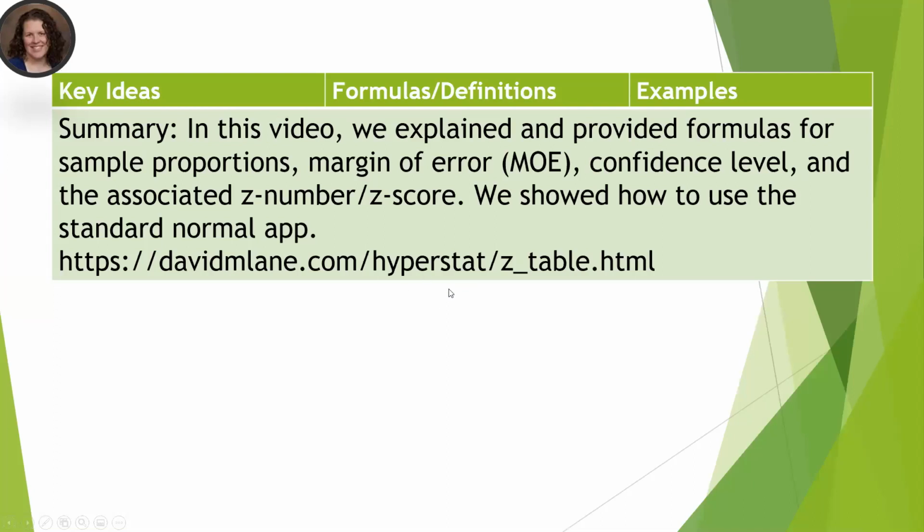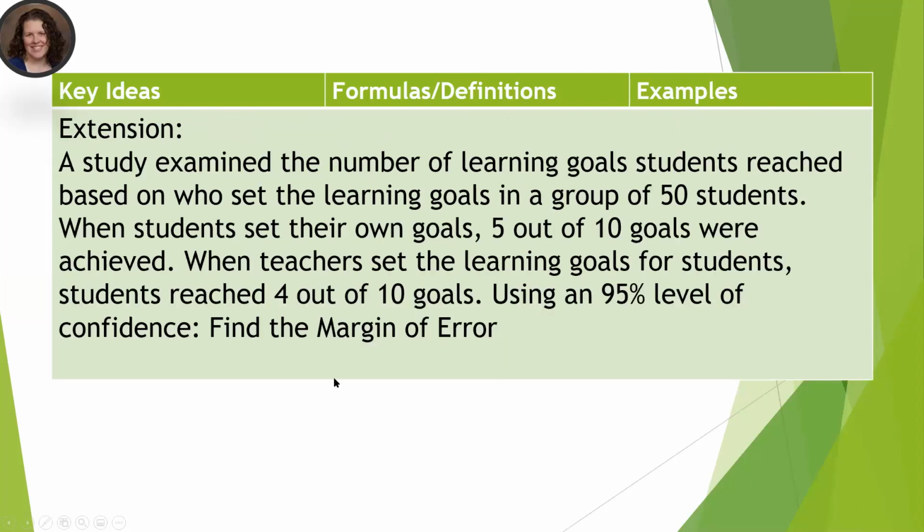In this video, we talked about the formulas of sample proportions, margin of error, confidence level, and the Z number. We used the standard normal app. I'm going to give you an extension problem. This is very similar to the one that we just had, but now we have a group of 50 students. You're going to find a margin of error using a 95% interval. First think about what is your Z-score, and then think about the formula. What's your Z alpha over 2? What's your N? Pause the video and come back and check your answer.